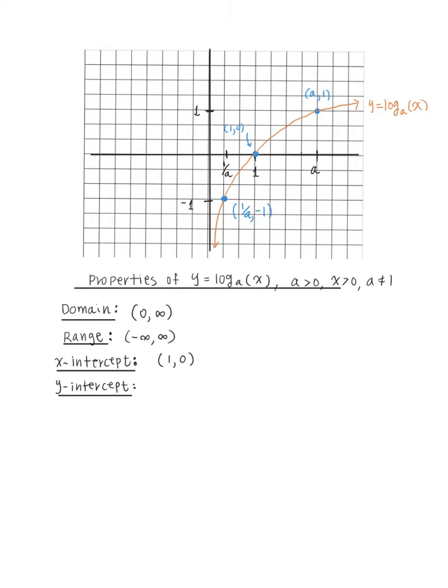Now, what about the y-intercept? Does the graph ever touch or cross the y-axis? I don't think so. Again, because of that tail end, the bottom tail end of the graph is never going to touch that y-axis. So there is no y-intercept. So I'm going to write this as none.